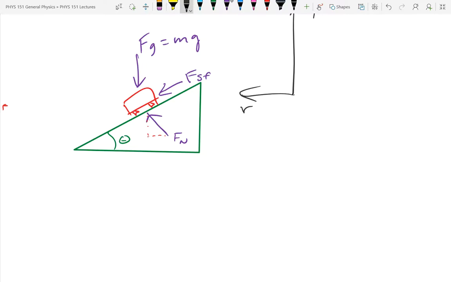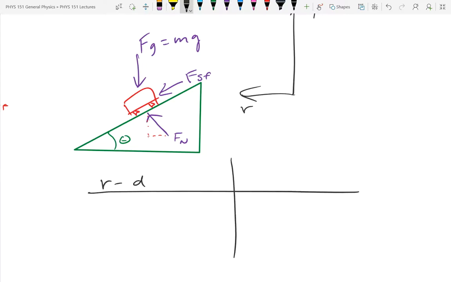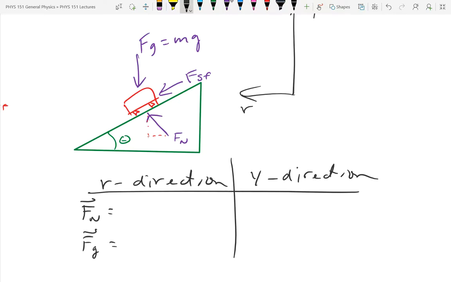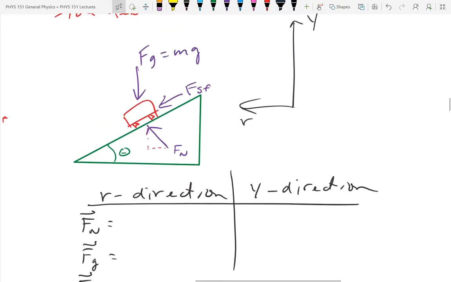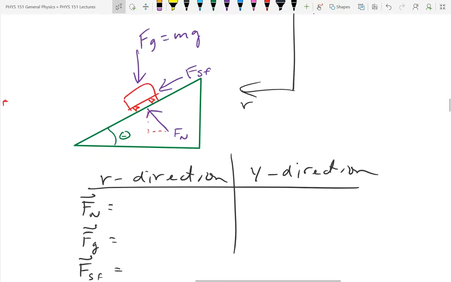Now, if I do the sum of the forces in the x and y, or r, so I'll put the r direction here, and the y direction here, I'll break them into components. So my force normal, my force gravity, my force of static friction. And when I look at my coordinates, only one of these is already resolved. Which one is already all in the x or y direction, or r or y direction? Gravity. Gravity is all in the y direction, so it's 0 in the x direction. It's down, so minus mg in the y direction.